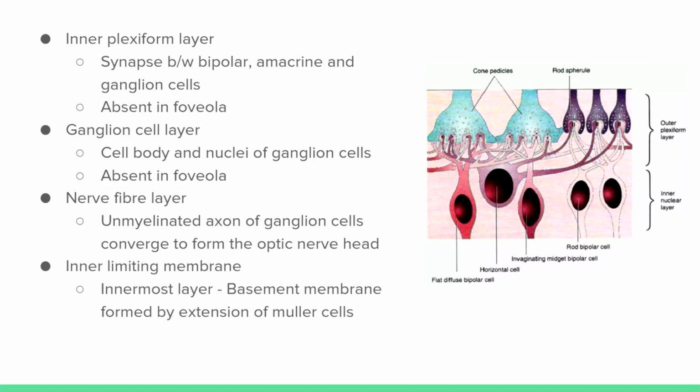Ganglion cell layer has the cell bodies and nuclei of ganglion cells. It is absent in the foveola. Nerve fiber layer contains unmyelinated axons of ganglion cells which converge to form the optic nerve head. And lastly, the inner limiting membrane, which is the innermost layer. It is a basement membrane formed by extension of Mueller cells.